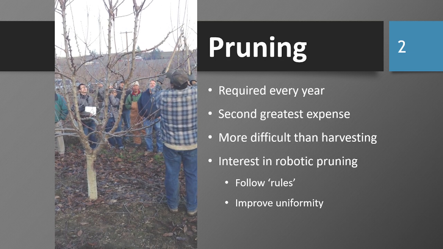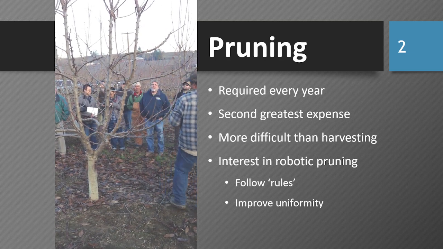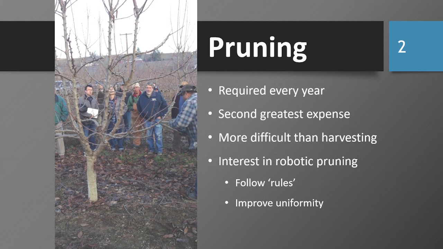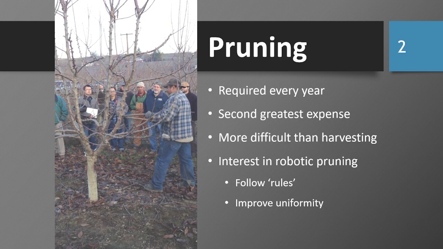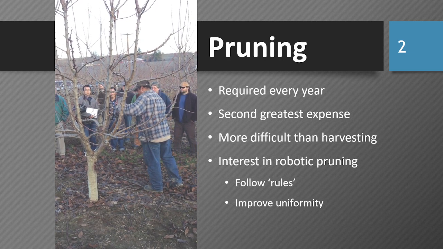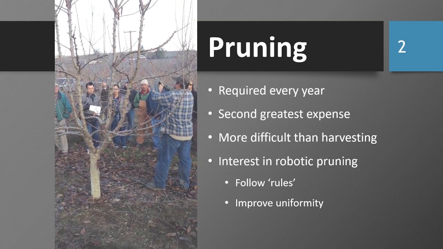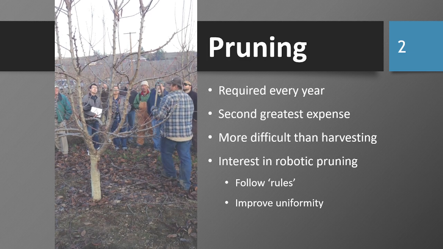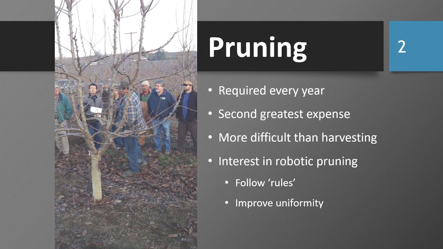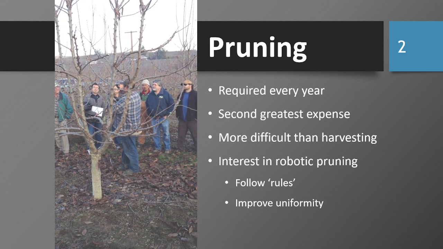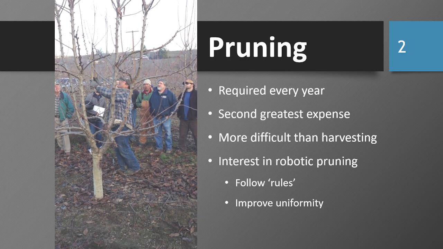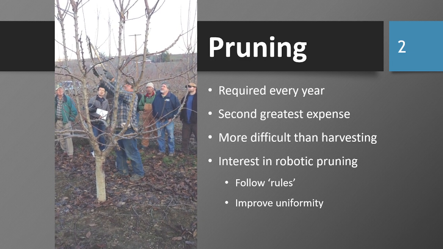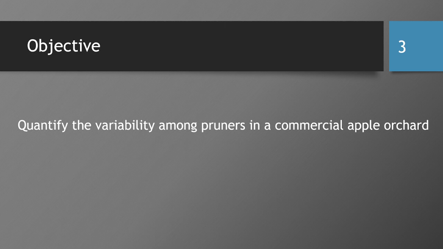And for robotic pruning, you have to create rules that will help tell the robot where it needs to cut on that branch. And one of the benefits of robotic pruning is that you improve uniformity among the pruning process. But to get uniformity, you have to first look at what the amount of variability is right now. And so my objective was to quantify the variability among pruners in a commercial apple orchard.